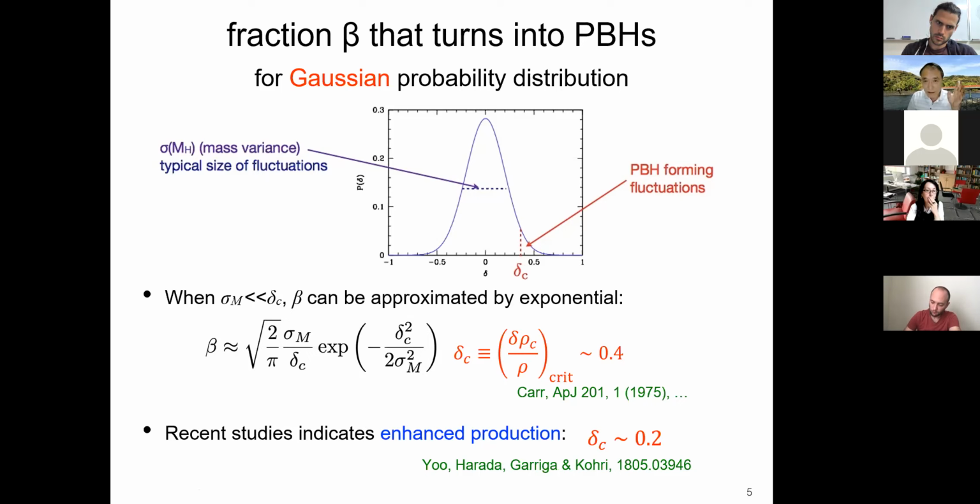But if you take the other point of view, if you think that our universe has a certain amount of primordial black holes, then it means that you measure beta. Then even if you have an error bar of, say, a factor of 10 or so, this leads to a very, very small error bar in the amplitude of curvature perturbation.